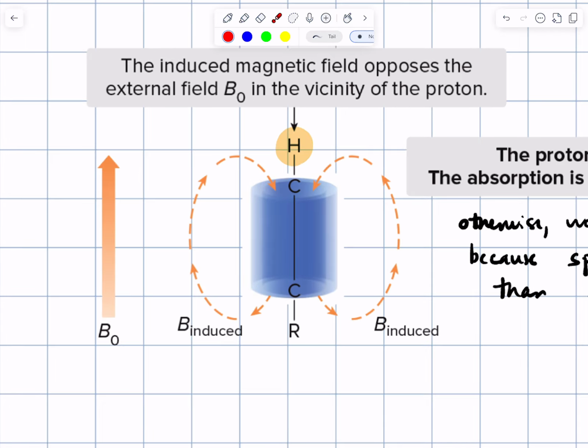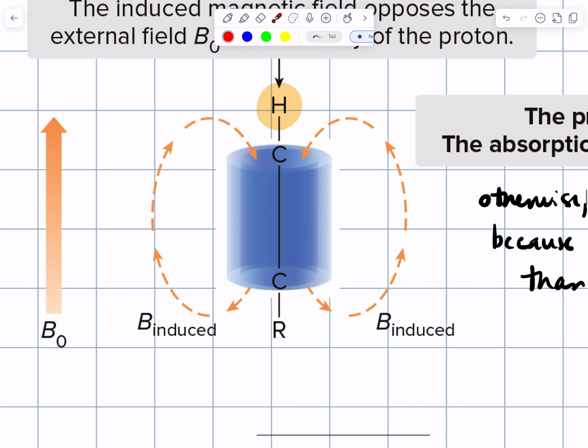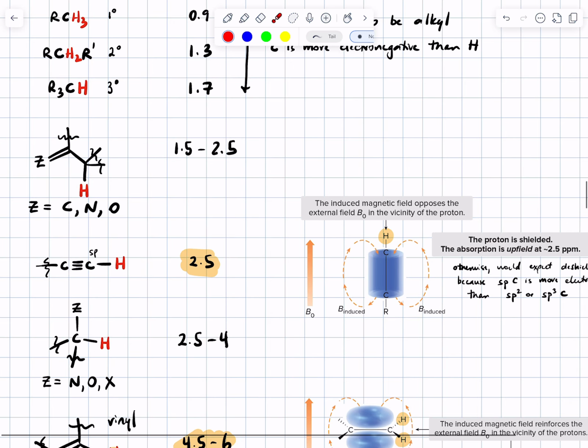In an alkyne, the electrons circulate in a pattern that generates a magnetic field where the field lines look like this, in orange. They tend to align with the external magnetic field around the side of the alkyne, but where the alkyne proton is, they tend to align against the magnetic field. So the alkyne proton is shielded relative to where you would expect it to be.